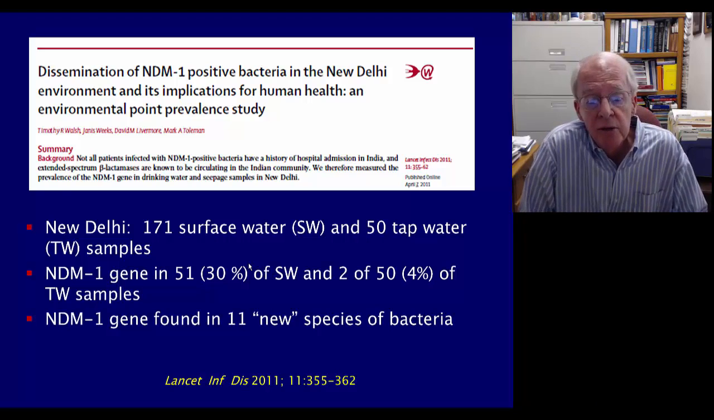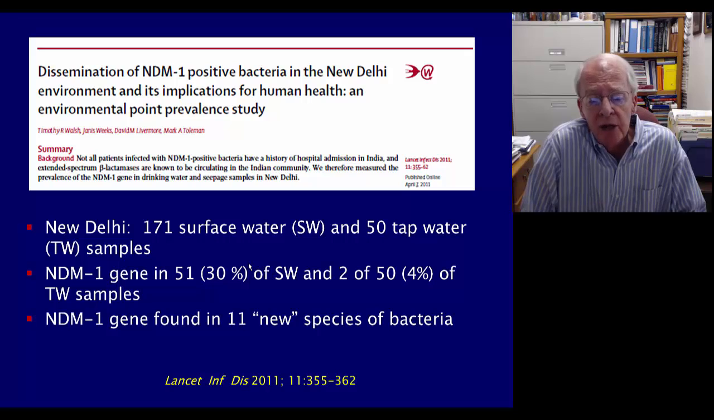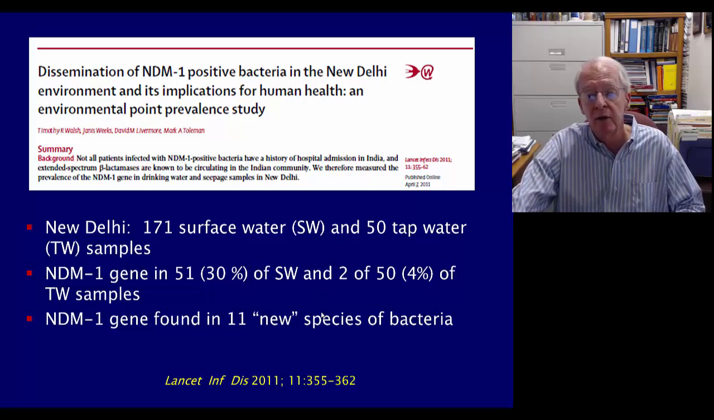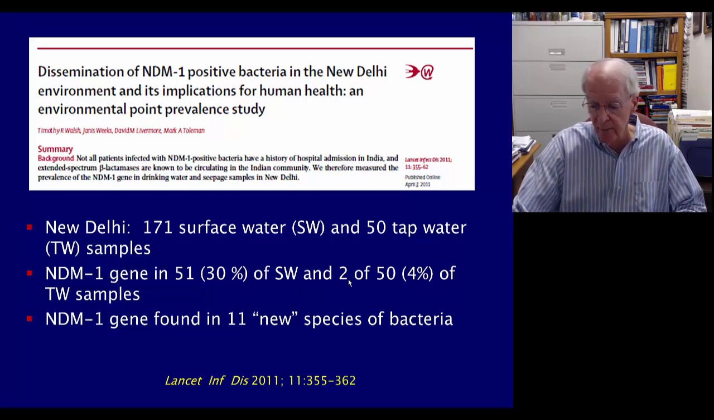Further studies in New Delhi, looking at the possibility of environmental contamination associated with this organism, involved sampling of 171 surface water sites, and 50 tap water samples were taken. Organisms with the NDM1 gene were found in 51 or 30% of the surface water and 2 of 50 or 4% of the tap water samples. In addition, the NDM1 gene was found in 11 species of bacteria in which it had not previously been seen in that study.